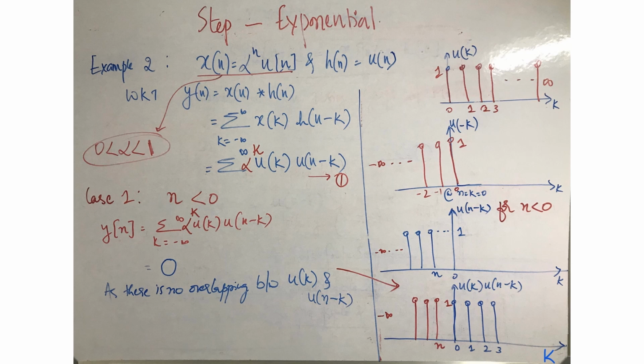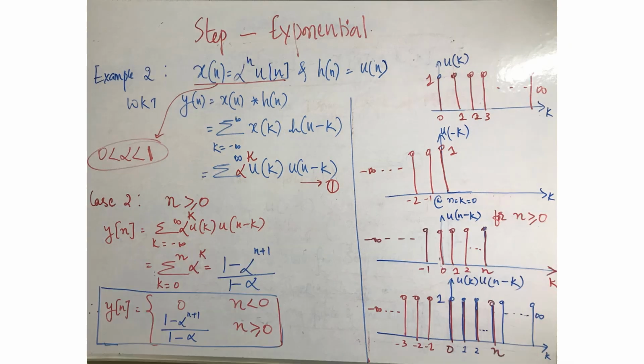Now if you observe u of k and u of n minus k, for n less than 0, no samples will be overlapping between the range. So therefore y of n is 0 for n less than 0. Now let us consider the second case, that is for n greater than or equal to 0. In the equation I am keeping alpha to the power k as it is, and we are trying to sketch u of k and u of n minus k for n greater than or equal to 0.